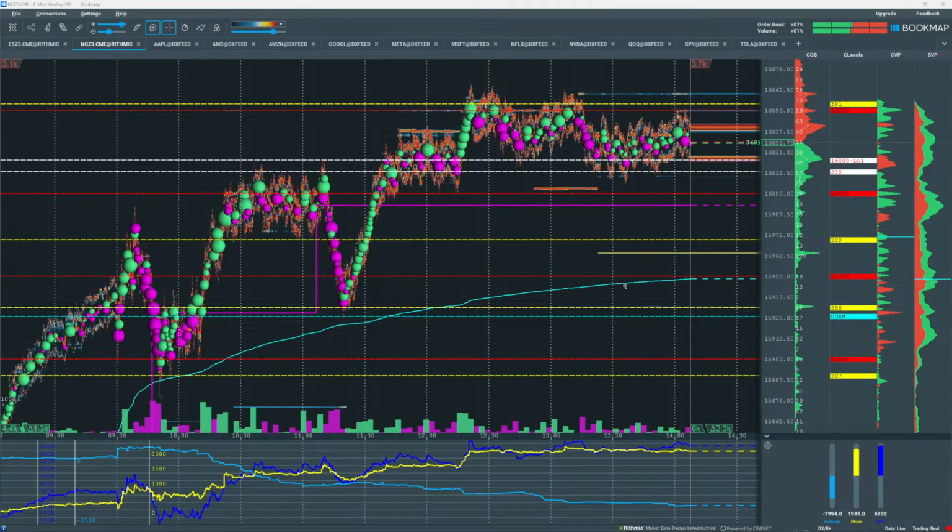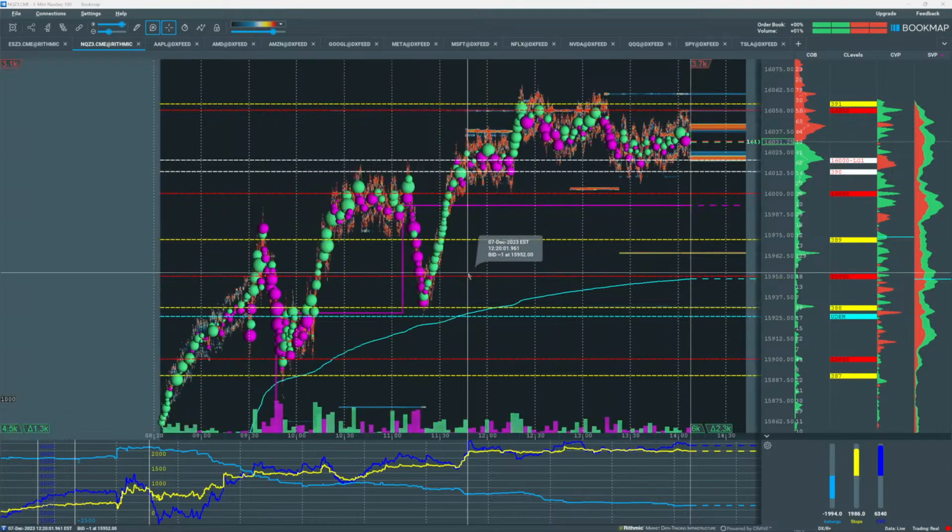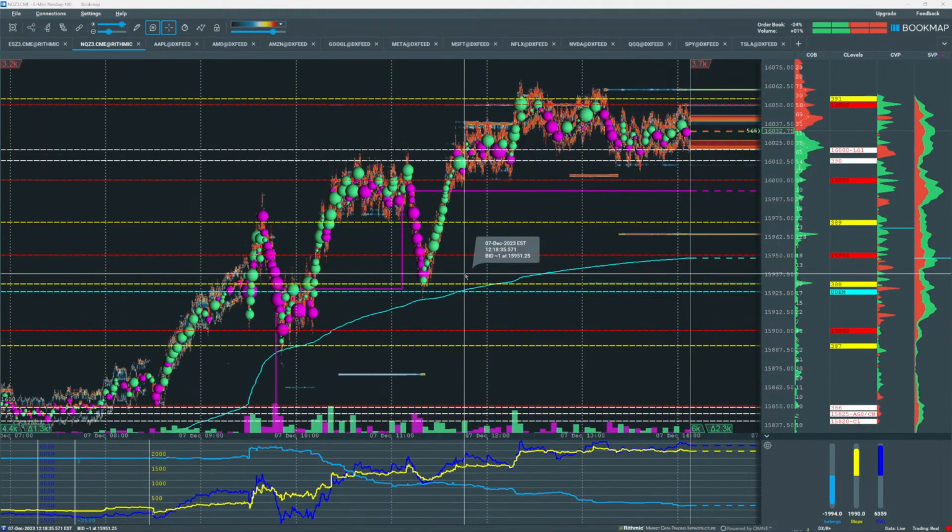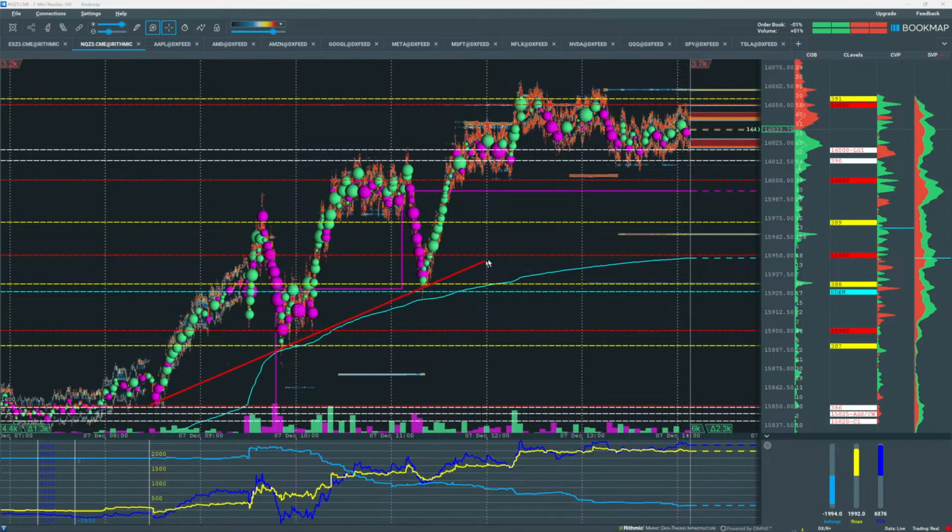Volume dots are showing market buy minus sell. Magenta dots indicate more sellers than buyers. Green dots indicate more buyers than sellers. So nice deep pullbacks for entries. Then now it looks like some consolidation above the 16,000 level.